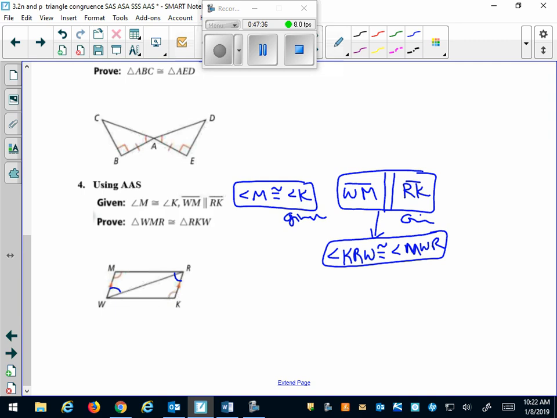Now, the other thing we can mark in this diagram is reflexive. If we mark it in the diagram, we have to write it in our proof. WR is congruent to WR by reflexive. Now, do we have enough to prove the triangles congruent? And what postulate would we use?